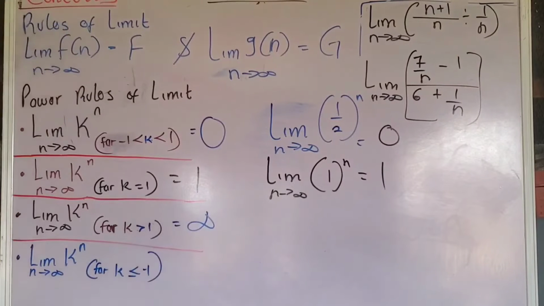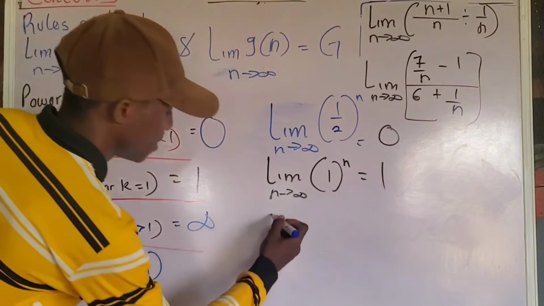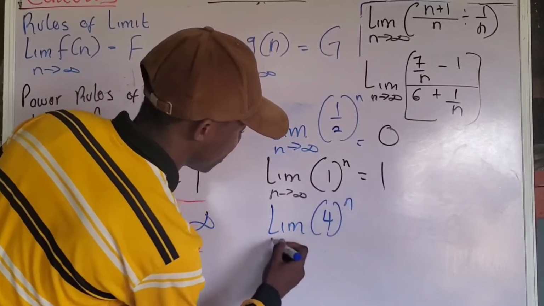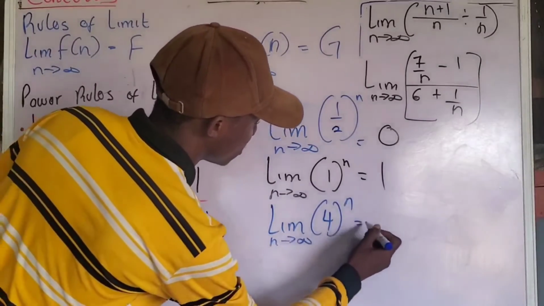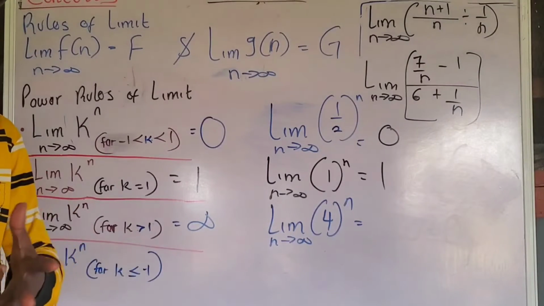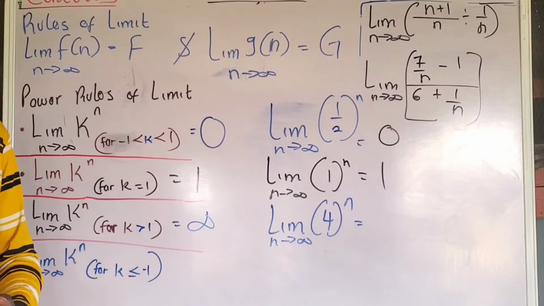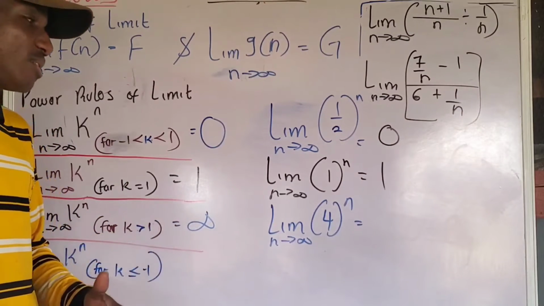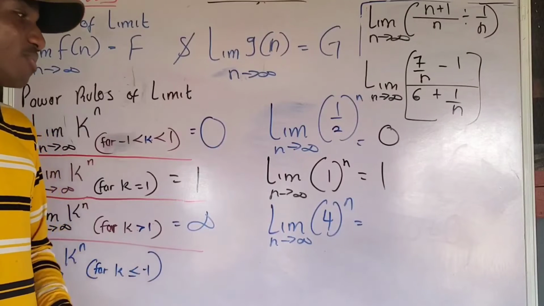The limit of such a function will be infinity, and the reason is that as n increases, the value grows. For example, let's say we have the limit of 4 to the power of n as n tends to infinity. I told you that infinity does not have an actual value, so we assume a very large value. Let's choose 1 million.